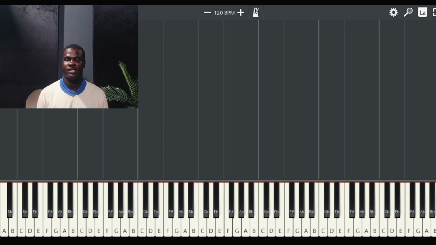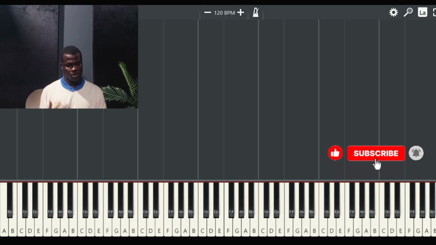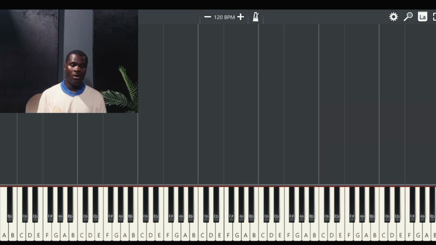Now, the very first part of this lesson is understanding the keyboard. If you look at the keyboard in front of you or on your screen, you will notice that you have two types of keys there. You have the white keys and you have the black keys. The white keys are called natural keys, and the black keys are called sharps and flats. The white keys are called natural keys, while the black keys are called sharps and flats.